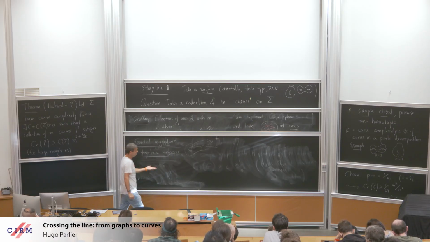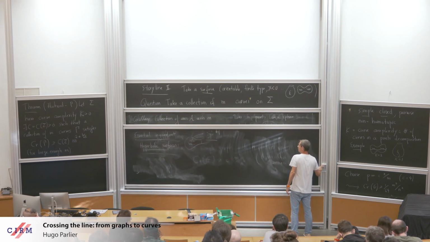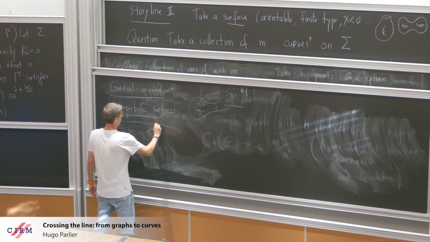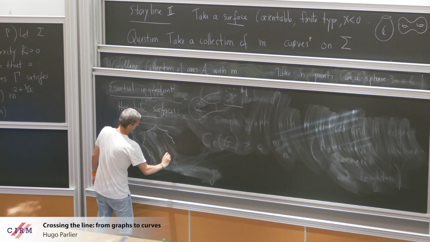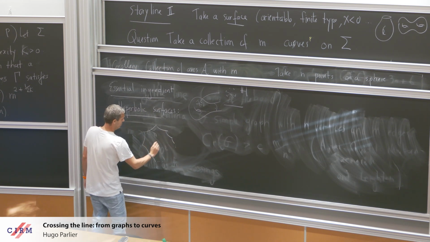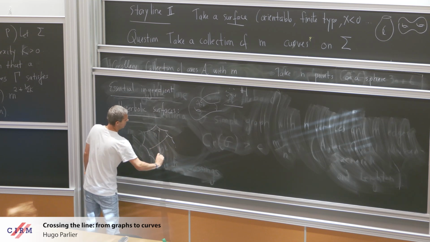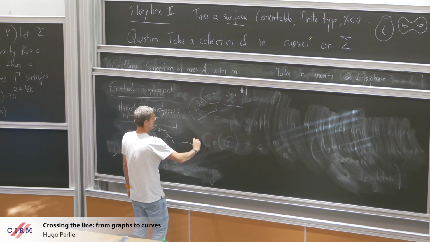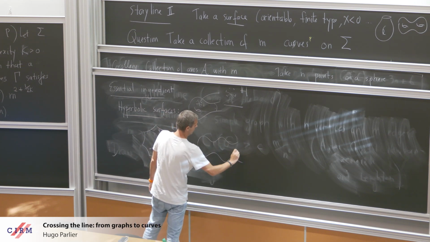Alternatively, you can construct these surfaces by taking polygons and gluing them together. So you take your favorite polygon in the hyperbolic plane, and you paste it together using isometries. You associate to different sides different isometries, so now you're in the hyperbolic plane, and what you get is a hyperbolic surface.